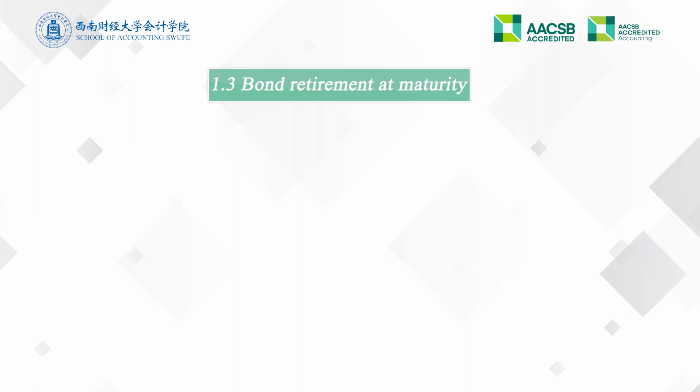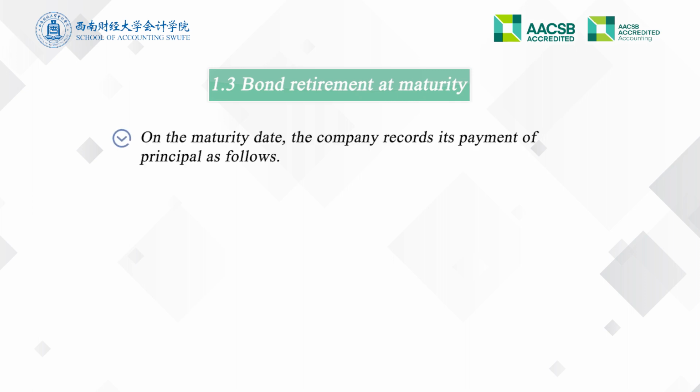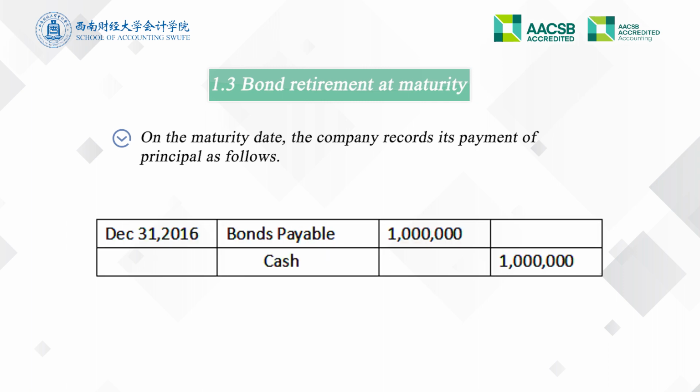Bonds retirement at maturity. On the maturity date, the company records its payment of principal as follows. December 31st, 2016, debit bonds payable 1 million yuan. Credit cash 1 million yuan.